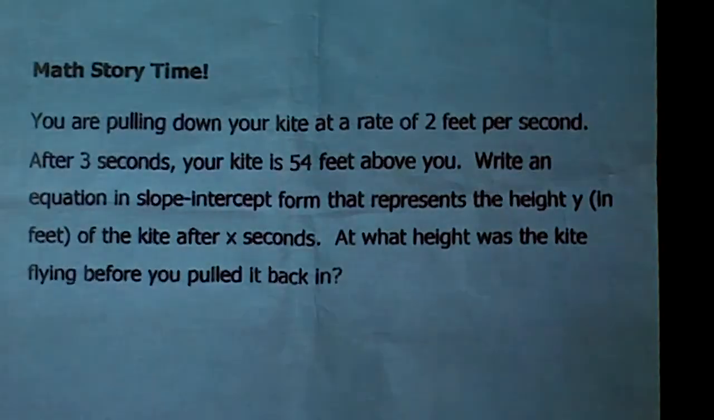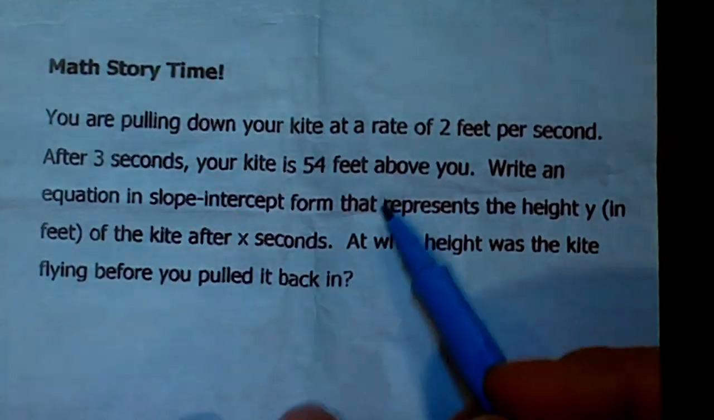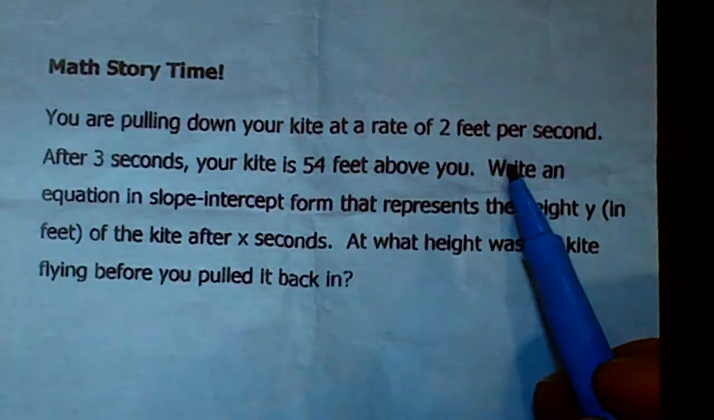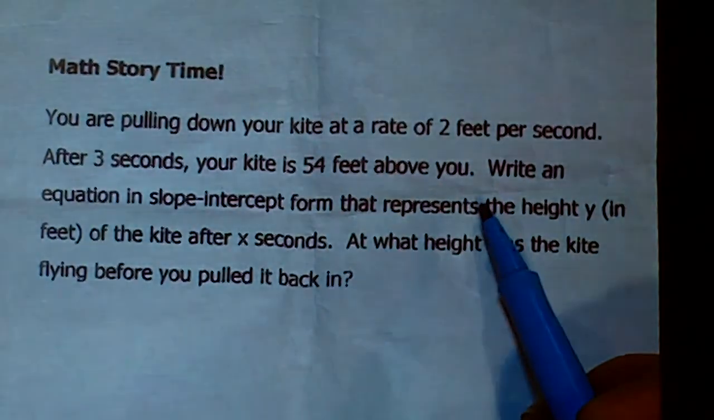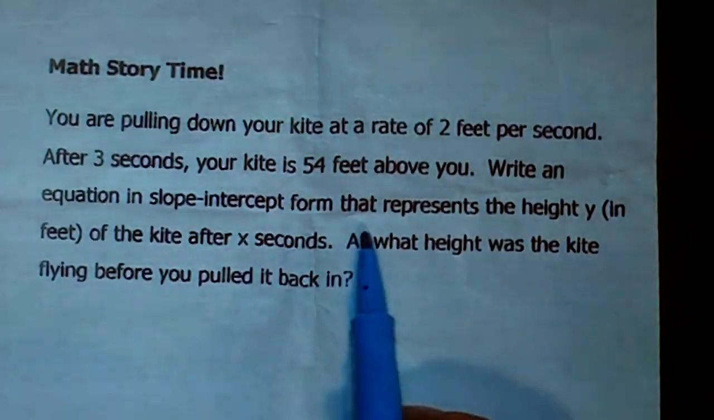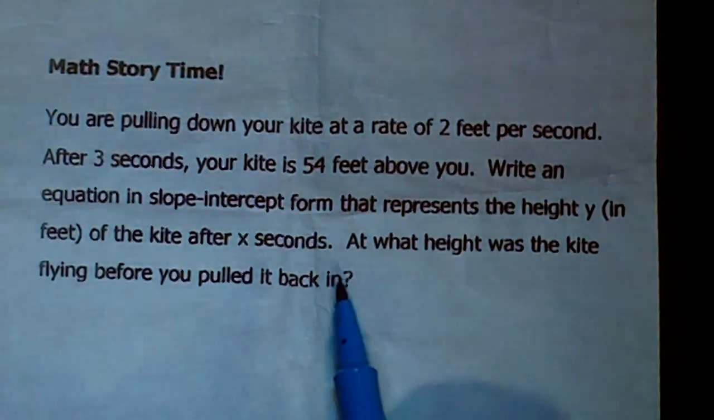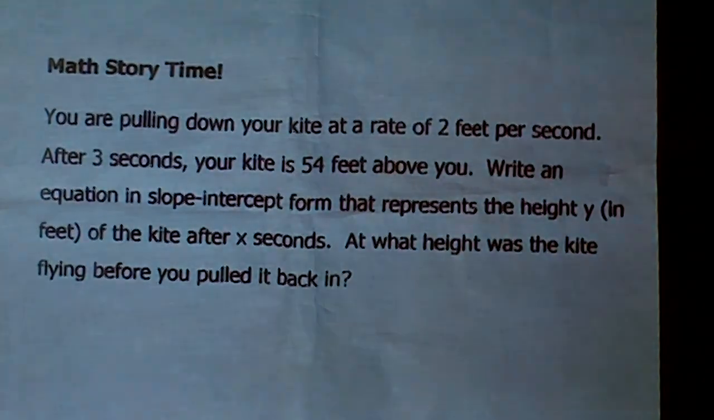Next page. Oh, it's story time. Yay. I know you're probably so looking forward to that. So this is kind of fun. You're pulling down a kite at a rate of 2 feet per second. After 3 seconds, your kite is 54 feet above you. Write an equation in slope-intercept form that represents the height y in feet of the kite after x seconds. At what height was the kite flying before you pulled it back?